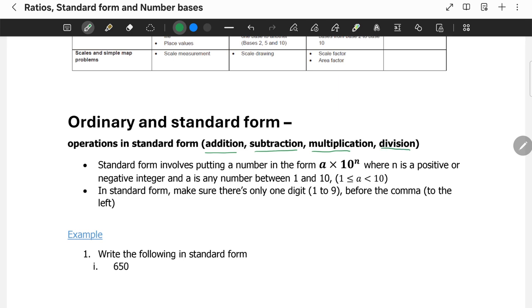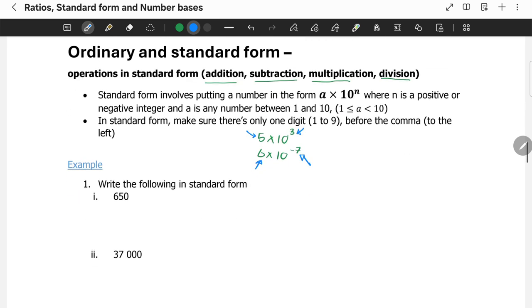Standard form involves putting a number in the form a times 10 to the power n, where n is a positive integer or a negative integer, where an integer is a whole number, and a is a number between 1 and 10. So, for example, if we have 5 times 10 to the power 3, or 6 times 10 to the power minus 7, in the first case n is 3 and a is 5, and in the second case a is 6 and n is minus 7.